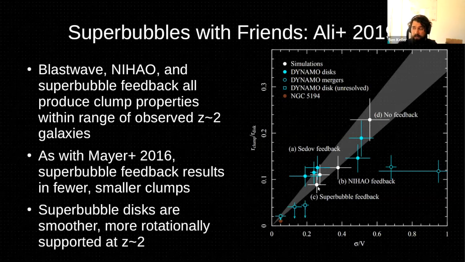You can see, though, that superbubble feedback, as with before, makes smaller clumps. And also, this x-axis here shows the disk's velocity dispersion over its rotational velocity. You can see since we're down near zero, these are, again, much diskier systems.